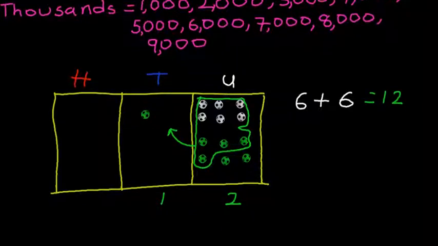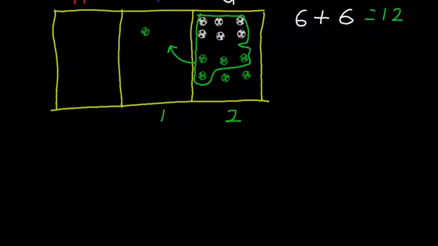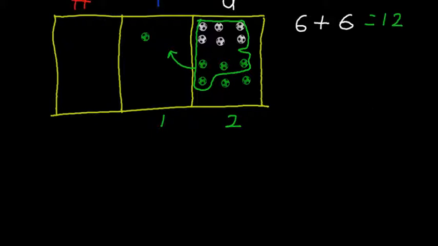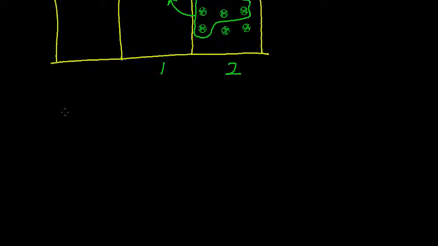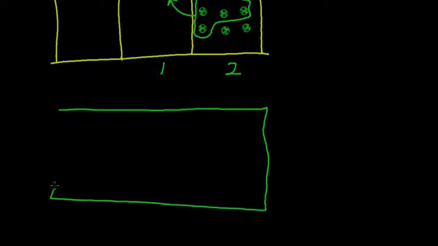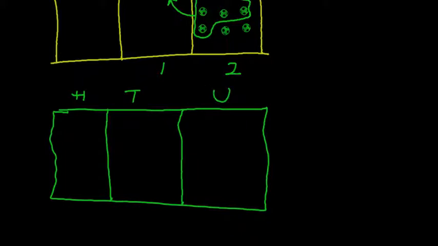Let's try another example so that you can understand more. When balls go beyond 10 in a unit column, let me draw another. I want to draw it fast, so don't mind my lines. It may not be as perfect. Hundreds, tens, units.